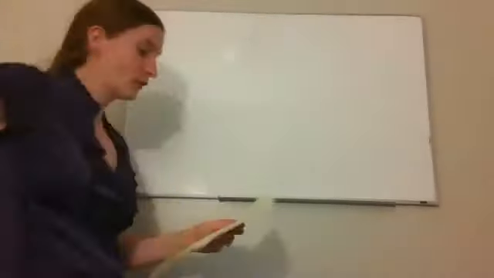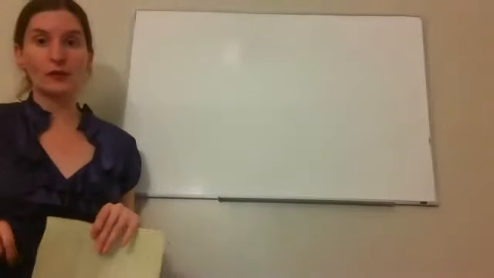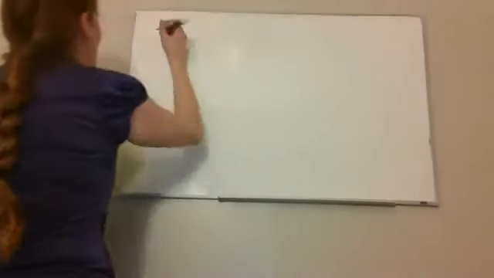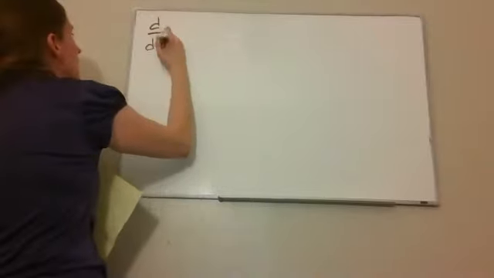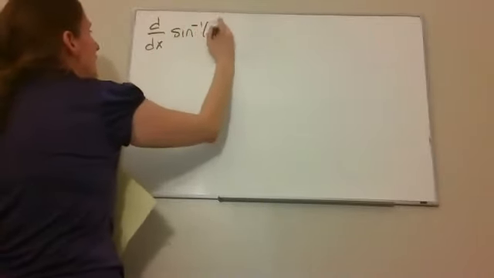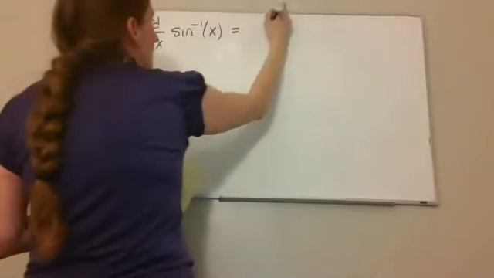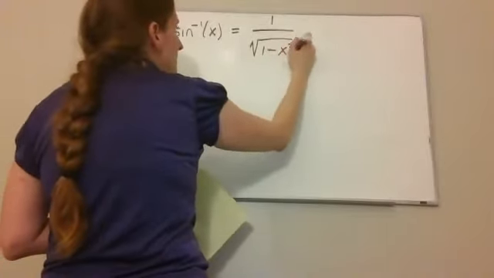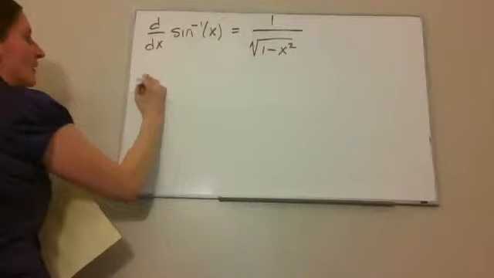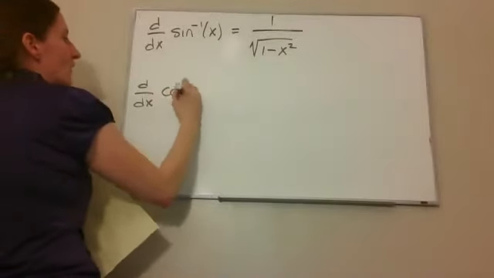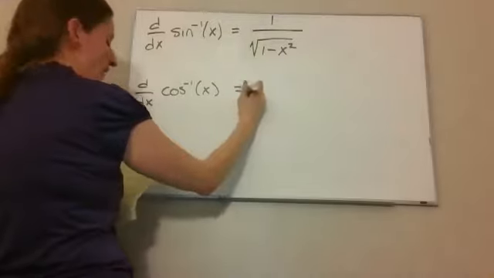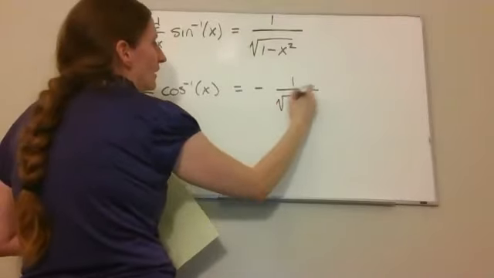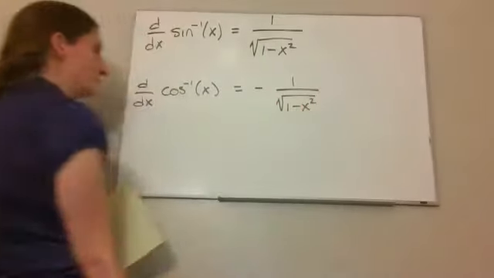All right, what I have next for you is 6 different derivative rules. It's all the derivatives of our inverse trigonometric functions. Let me just write them all down. The derivative of sine inverse of x is 1 over the square root of 1 minus x squared. The derivative of cosine inverse of x is very similar. It's the same exact thing, except it's negative. So negative 1 over the square root of 1 minus x squared.